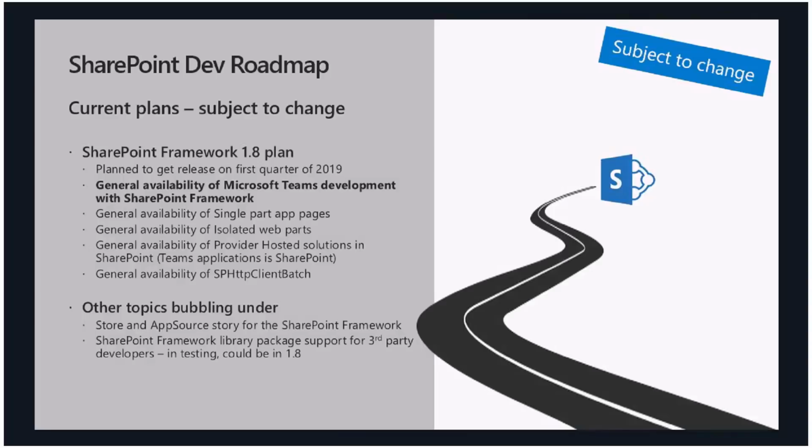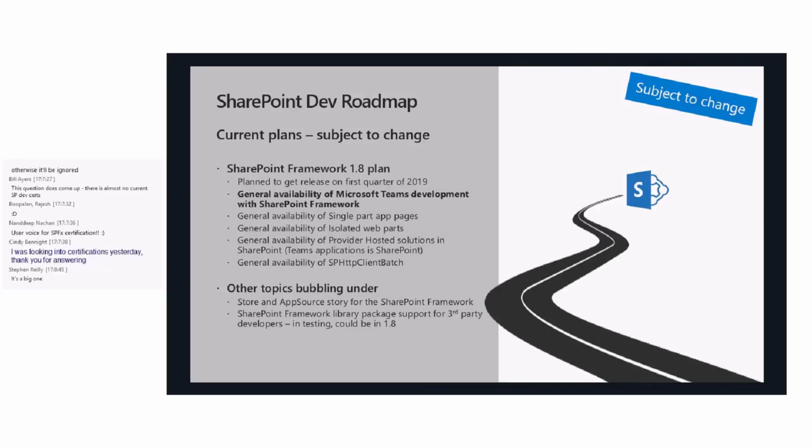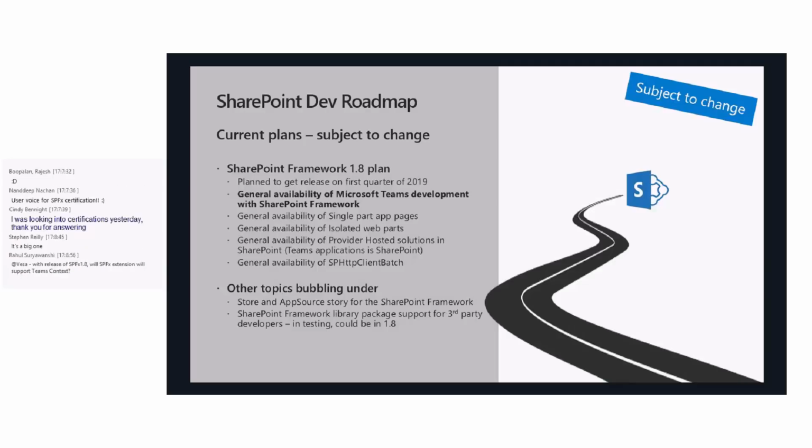The big thing in 1.8 is general availability for Microsoft Teams development with SharePoint Framework. So that's coming out. Single part app pages is coming out. Isolated web part is coming out. Then the fact that your Microsoft Teams applications work natively in SharePoint is coming out, and a few other things as well. And then after 1.8, we'll work more on the store and AppSource story for SharePoint Framework and a few additional things as well. So no timings on that one. 1.8 is definitely a big one. It is a huge thing.